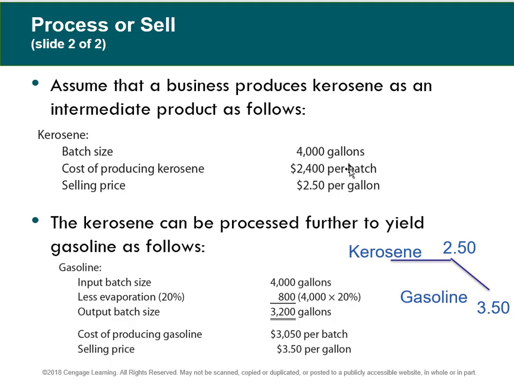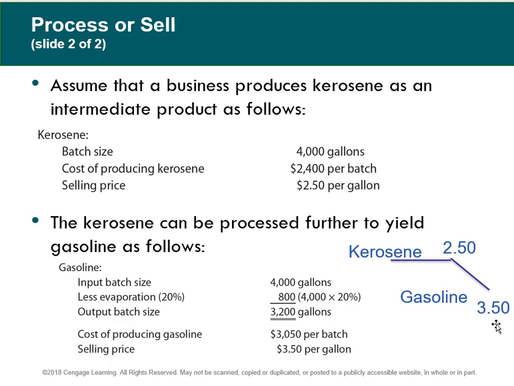The batch size is 4,000 gallons. Cost of producing the kerosene is $2,400 per batch, and the selling price is $2.50 per gallon. That's the batch cost. The kerosene can be processed further to yield gasoline. There's some evaporation in there, so the batch starts out at 4,000 gallons and ends up at 3,200 gallons just because of evaporation. But the additional cost is $3,050 per batch, and then the selling price is $3.50 per gallon.